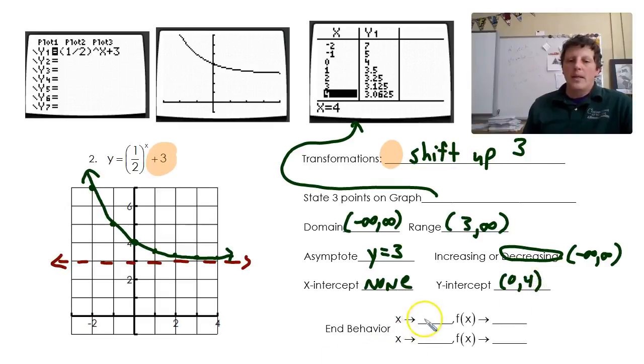For end behavior, as I follow my function to the left, I'm going up, up, up forever towards infinity. As I follow my function to the right, I'm not going down towards negative infinity. Instead, I'm getting closer and closer to an asymptote. f of x is the same thing as y, right? As y goes to 3. So as x approaches positive infinity, y gets closer and closer to the asymptote at 3.